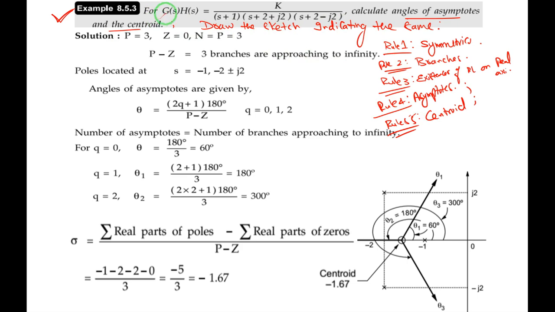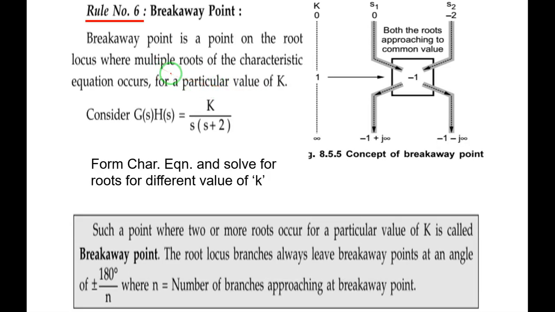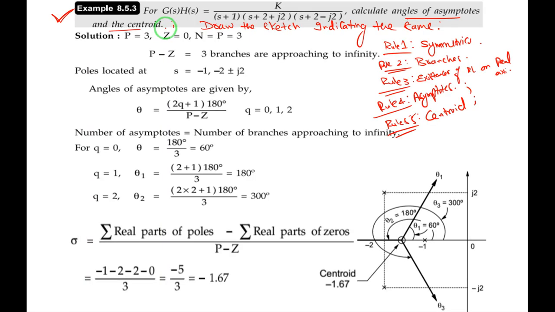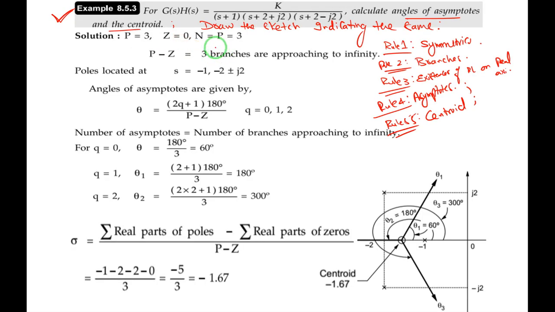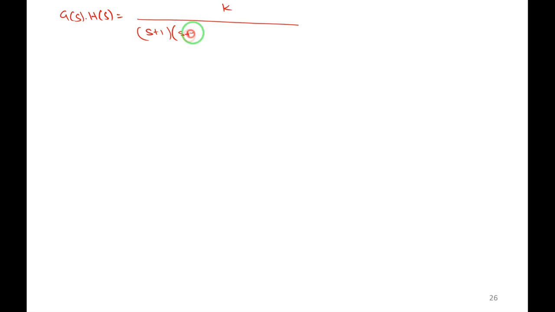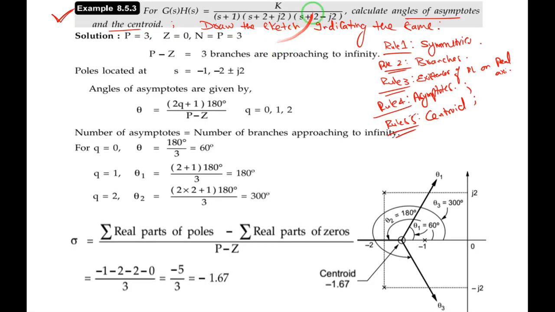Okay, we'll take up this numerical for G of s into H of s. Let me go to the next slide. Yes, I have a blank slide here. This is the last numerical of today's class. Okay, it's already 11:30, I know it. I'm just extending the class. G of s into H of s equals K divided by s plus 1 into s plus 2 plus j2 into s plus 2 minus j2. I hope it is correct.